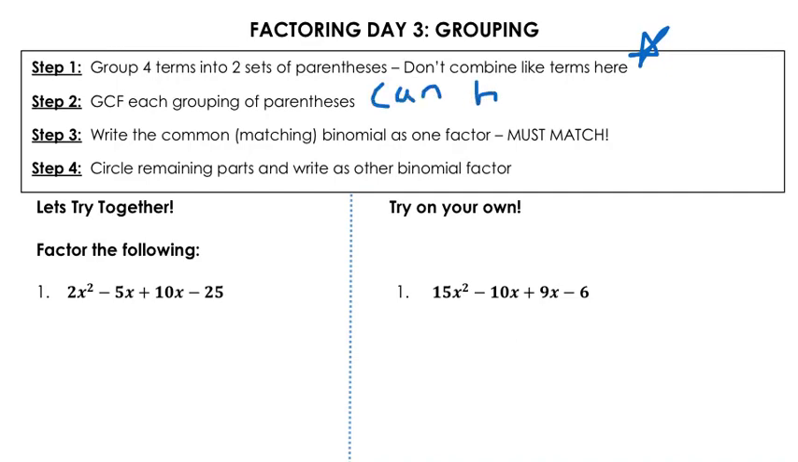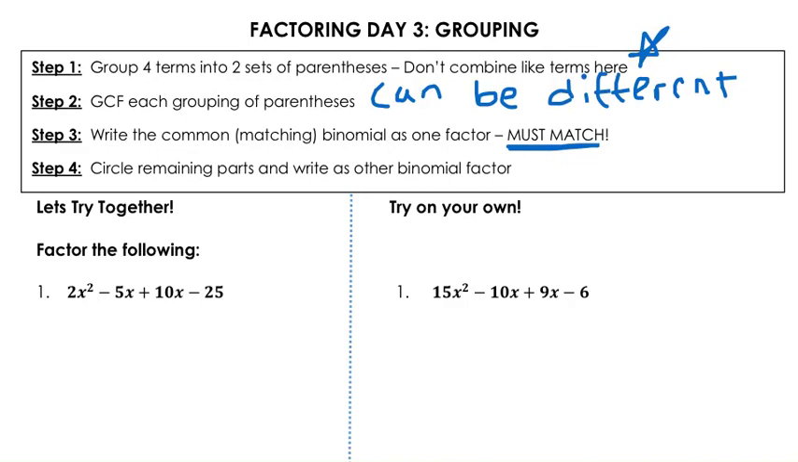And these can be different in this case. It's okay to have 2 different GCFs. And we'll show you what that means as we go through. Step 3, we want to write the common matching binomial as one factor. It's very important that these match. Again, we'll show you in 1 second. And step 4, circle the remaining parts and write that as your last binomial factor.